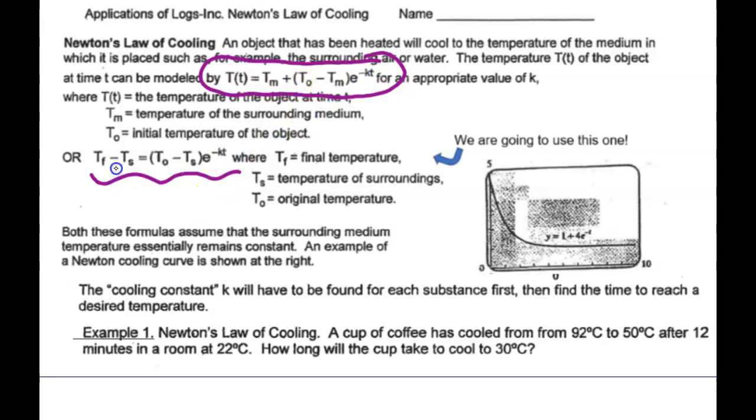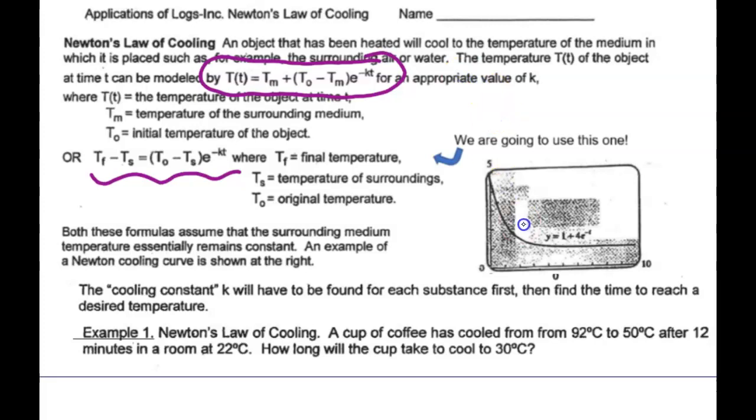The only difference is on this one, you would add something over the other side, but actually we're going to end up subtracting. This one's easier. Okay, let me make that just as confusing as I possibly can. All right, I'm sorry.